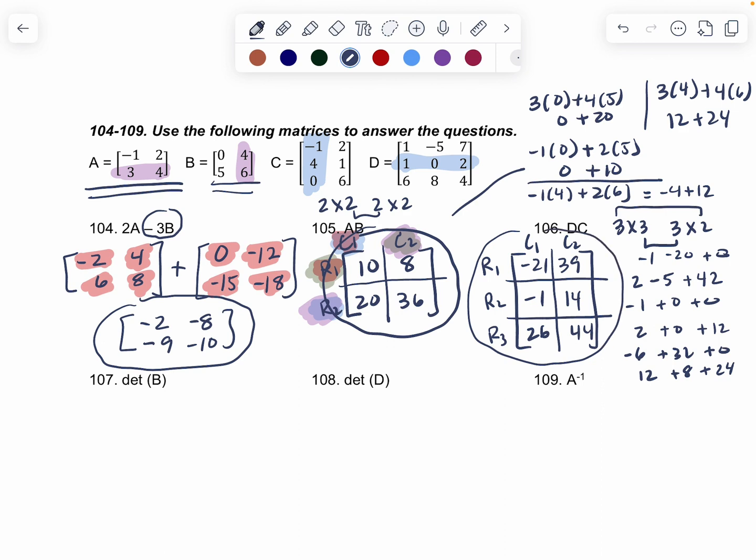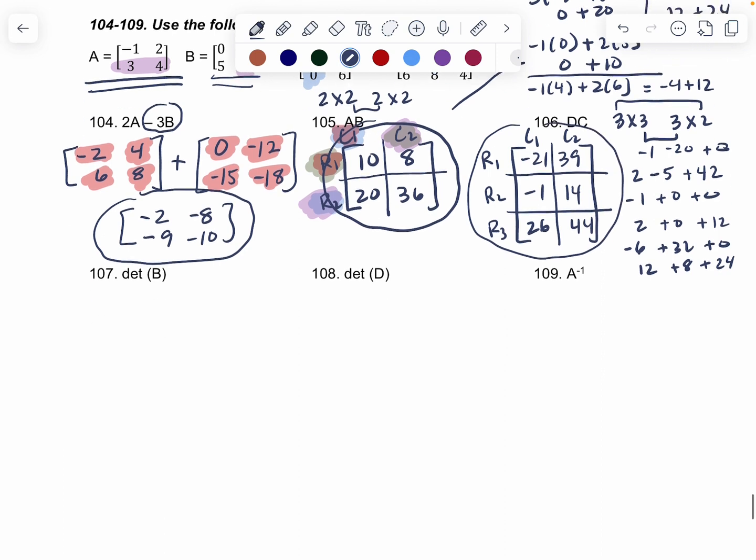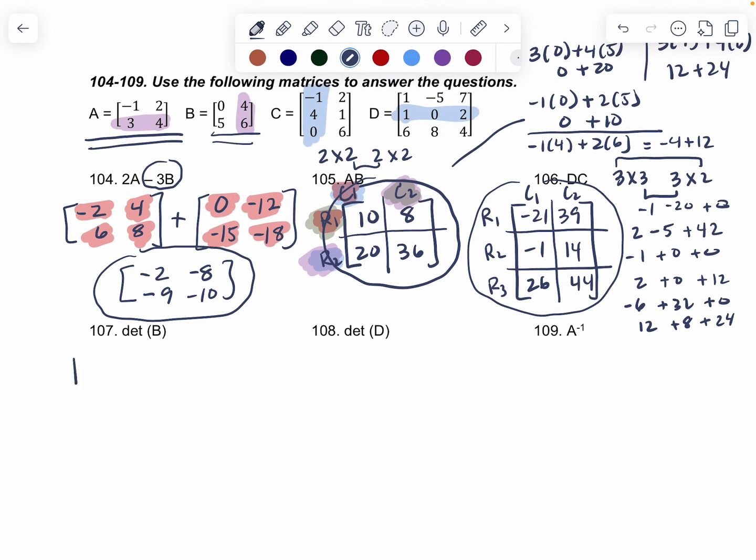All right, determinant of B. To find the determinant of B, let's write down B. Remember, the notation for determinant kind of looks like an absolute value. In order to find the determinant, we just find the cross products. So you multiply across, 6 times 0 is 6, and then minus 5 times 4 is 20. And 6 minus 20 is negative 12.